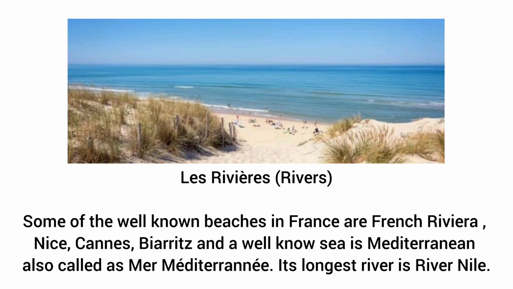Now comes the very interesting part, Les Rivières, which means the rivers and beaches of France. Some of the very well known beaches in France are French Riviera, Nice, Cannes, Biarritz, and a very well known sea is the Mediterranean Sea, also called Mer Méditerranée. Mer means sea, and Mediterranean is called Méditerranée in French. And its longest river is River Nile, which is also called River Nile.